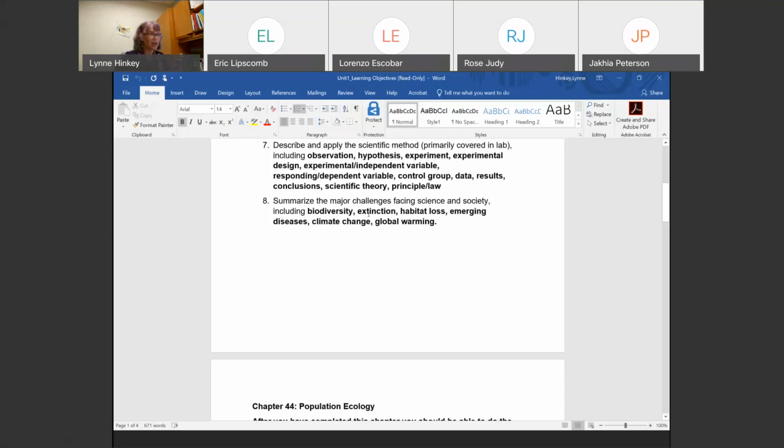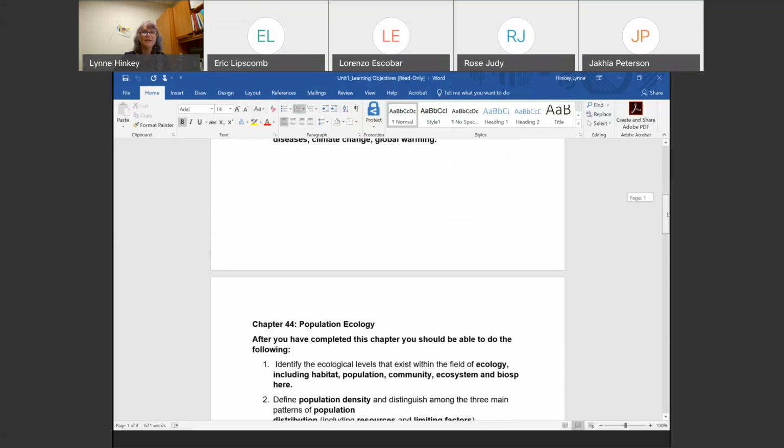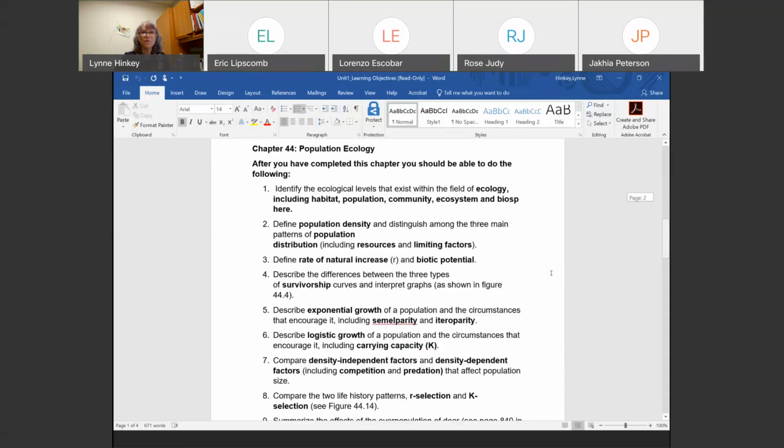These are just brief, broad descriptions, and then of course our next chapters get into these a little bit more. And we will keep coming back to these topics again and again. All right, that's chapter 1. Any questions so far? Unmute and jump in here. And if not, we'll keep going to chapter 44, population ecology.